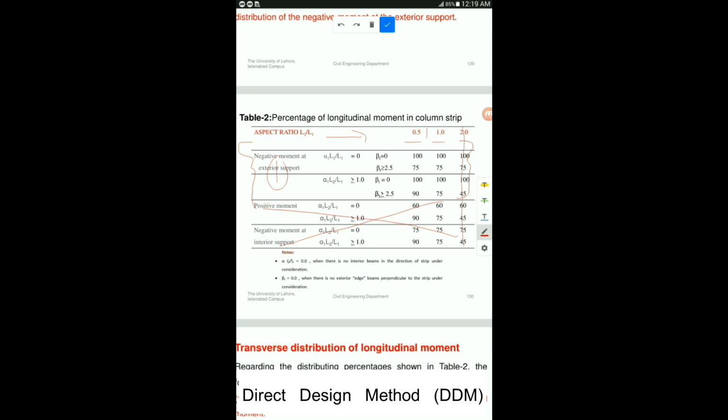Now start with this. We are going to check the value of alpha into L2 over L1. For the present case we have the value 6.61, which is greater than 1. Therefore we will ignore these. We don't need these anymore. I'm going to focus on this one because we have alpha into L2 over L1 greater than 1. The value for us is 6.61, and I'm going to move here.